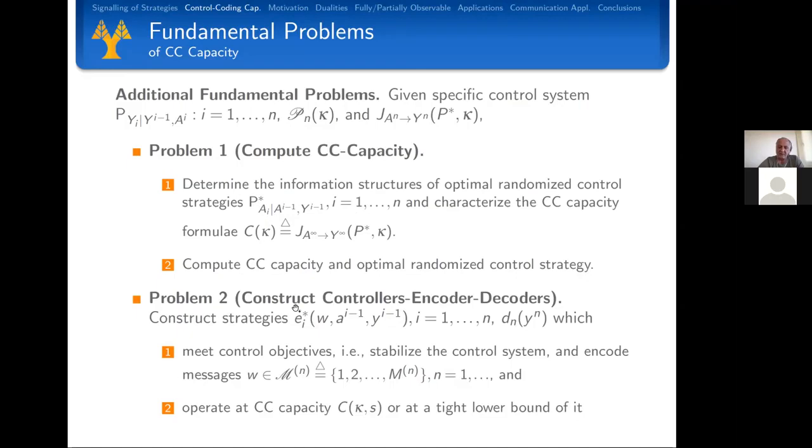Problem two, of course, is the most challenging one, which is, assuming that you prove this is the capacity, how do you construct encoders and decoders to achieve it, or to operate suboptimally below it? This problem is still open to this day.